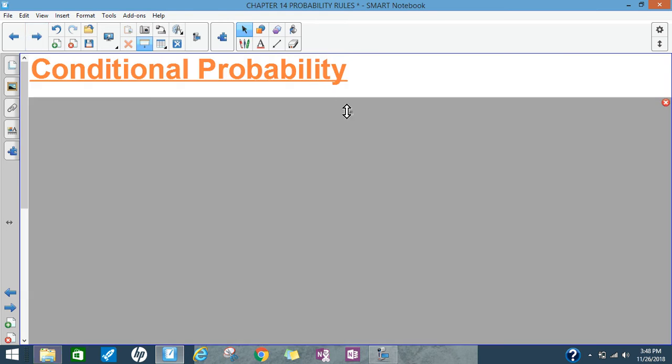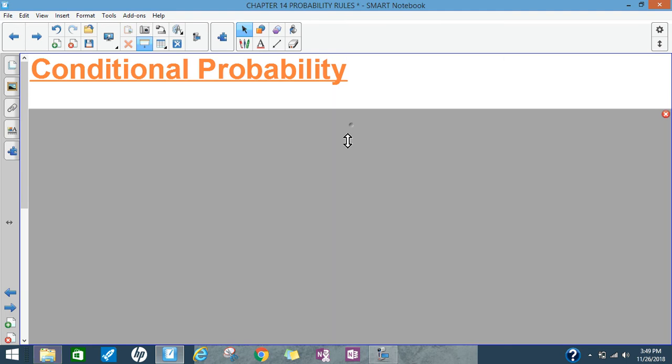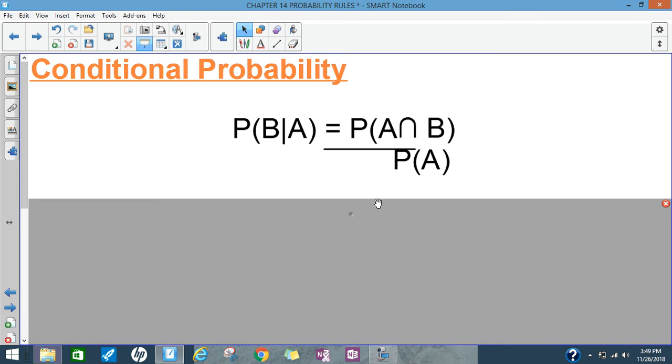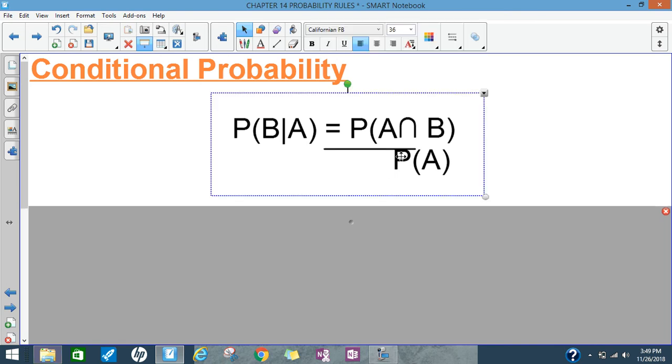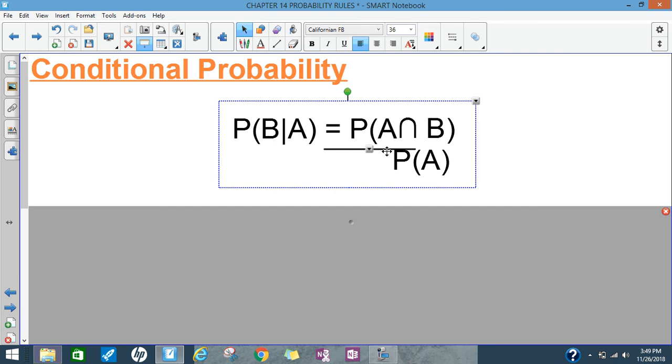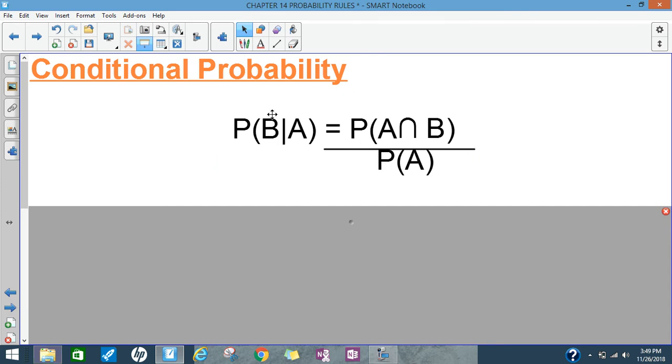Another thing we'll talk about a lot is conditional probability. What is the probability given that some event has already taken place? We have a formula for that. This says the probability that event B happens given event A already happened. We find the probability that they both happen at the same time and divide that by the probability of A happening in general.